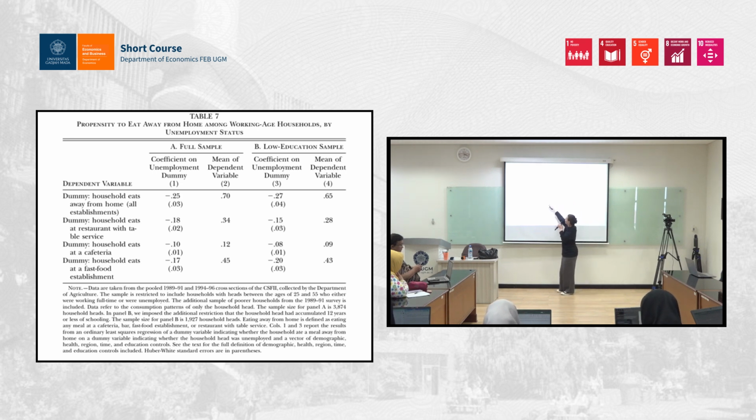There is a drop in the household eats at the restaurant with table service, 0.18 for the full sample, and 0.15 for the low educated. Then, okay, so it's the fast food. So the results are very similar. But then I have a comment on this table. I don't know whether you have comments on this.